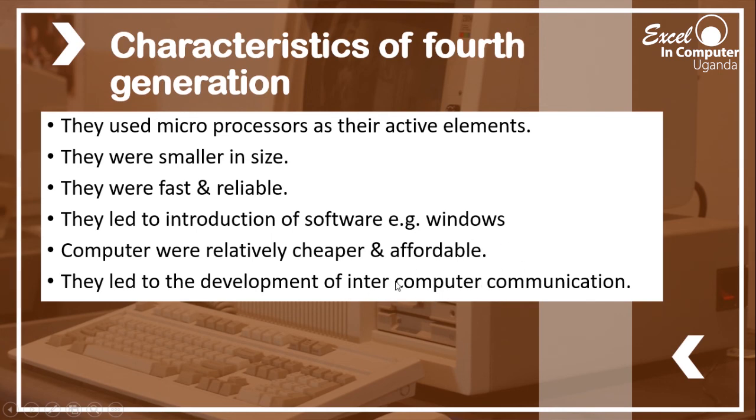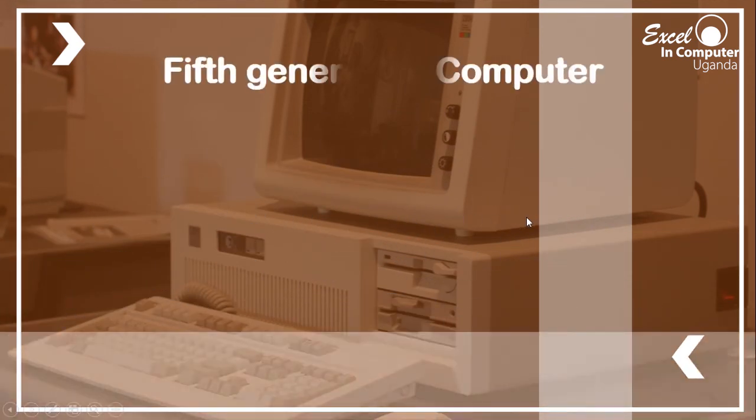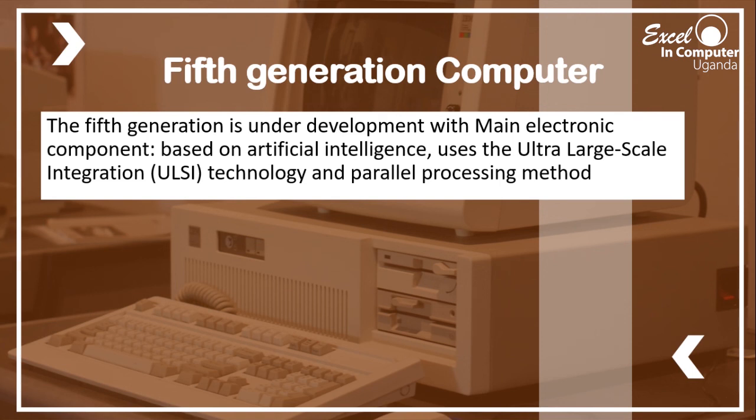So after I've looked at that, we're going to look at the fifth generation. Fifth generation computer is under development with a main electronic component based on artificial intelligence. This one means they could behave like people, and they will use the ultra large scale integration technology and parallel processing method, the advanced parallel processing method. So that was computer generation.